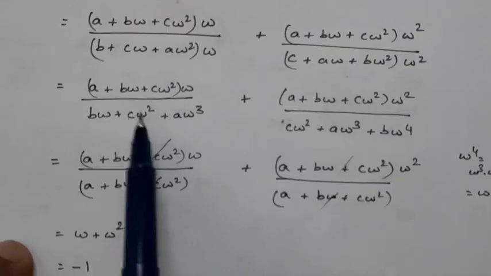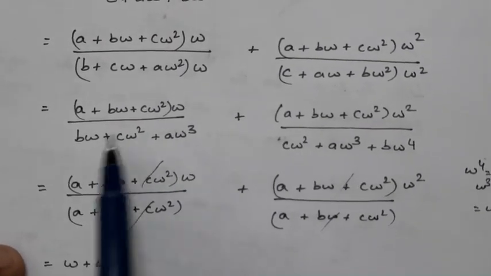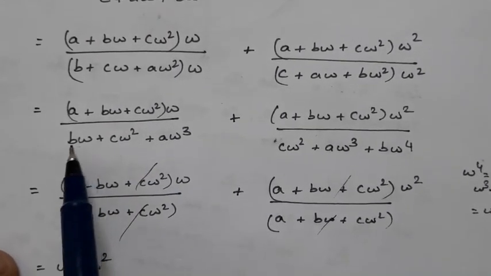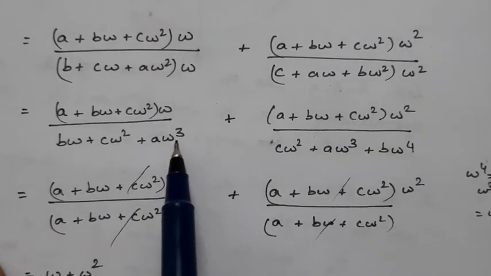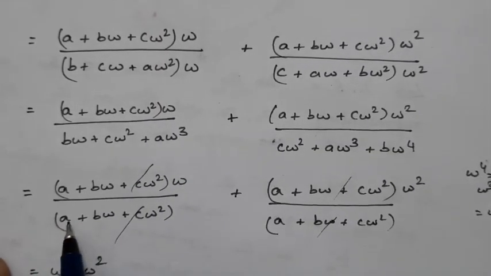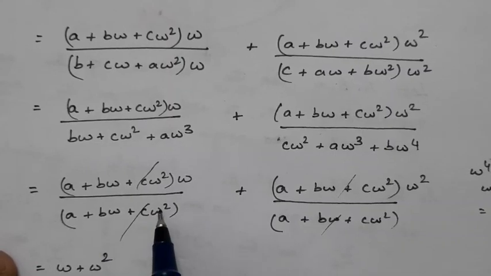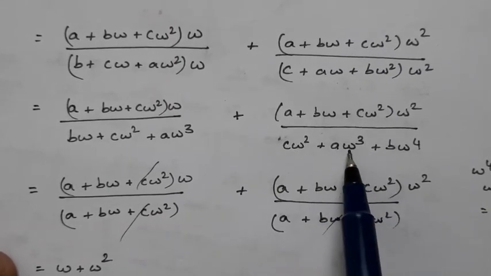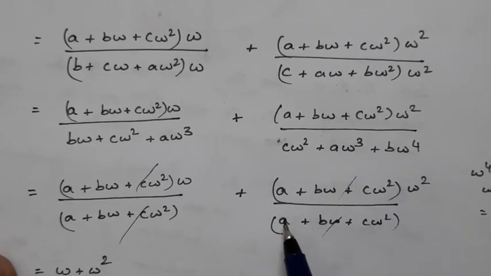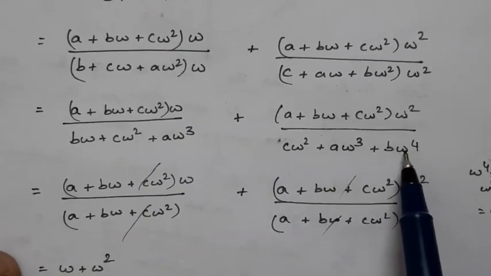Again, don't disturb the numerators, let us simplify the denominator alone. Now look here, b omega plus c omega squared plus a omega cube. You know that omega cube is 1, so it will become a plus b omega plus c omega squared. And here a omega cube is 1, so it will be a, and then what is omega power 4?